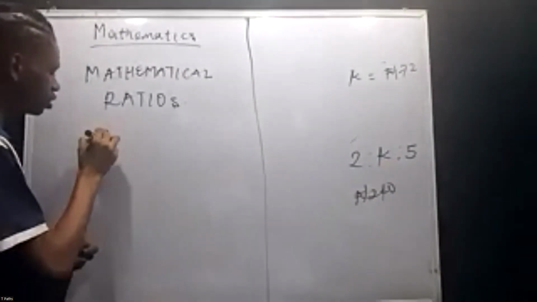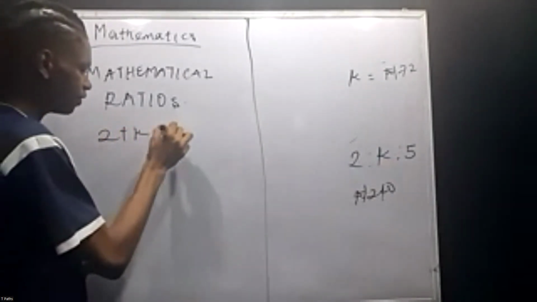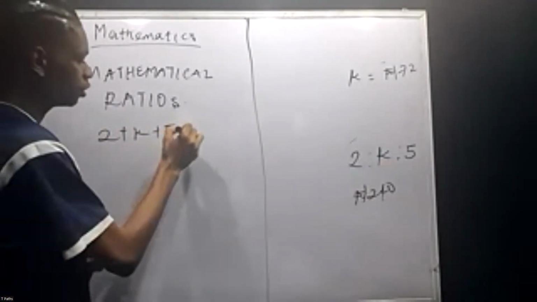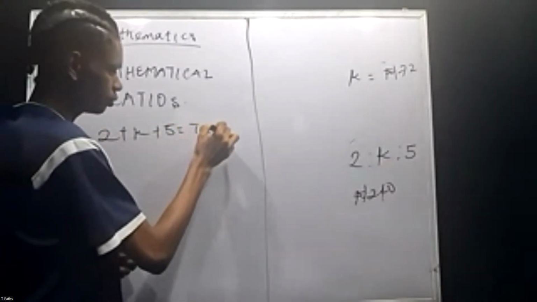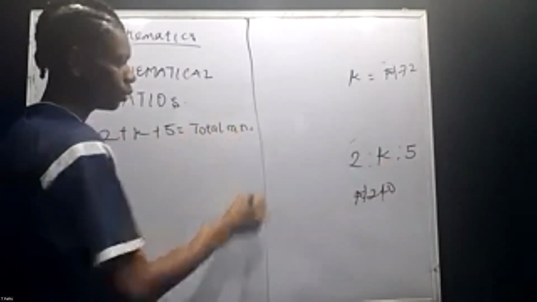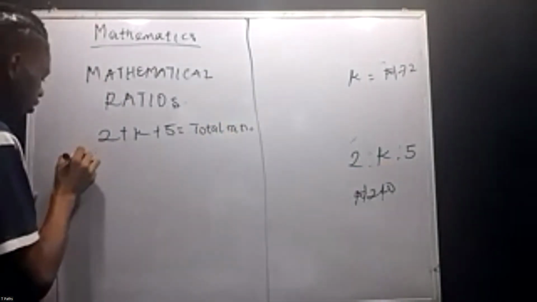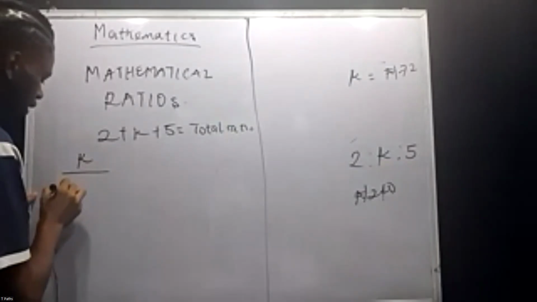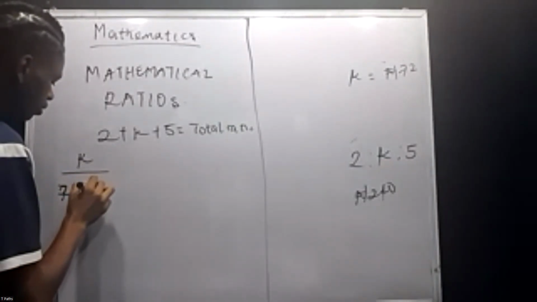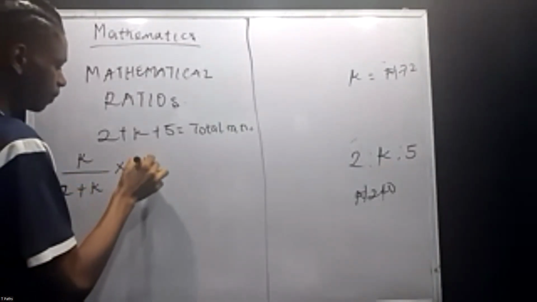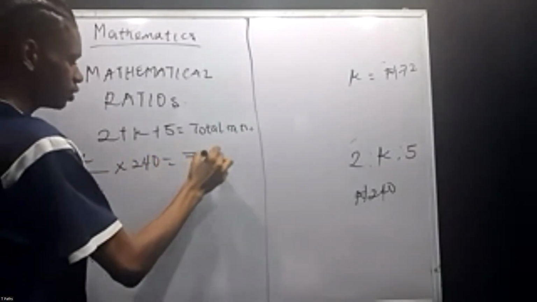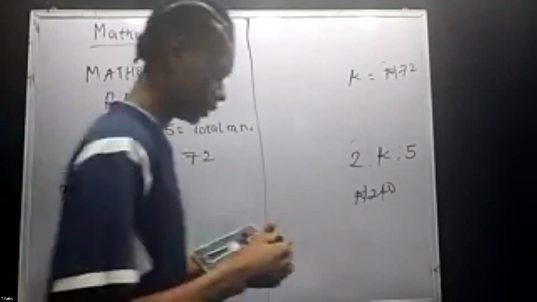What do I mean? 2 plus K plus 5. This is the total number of ratio. Now, what is the ratio I'm looking for? I'm looking for the value of K. So K over 7 plus K multiplied by 240 is equal to 72. Now, I'm going to go over this once again.